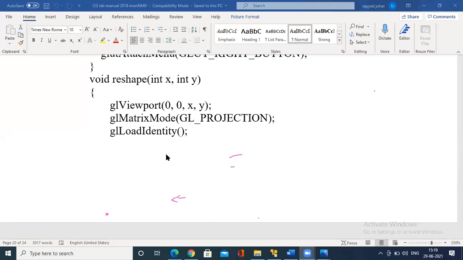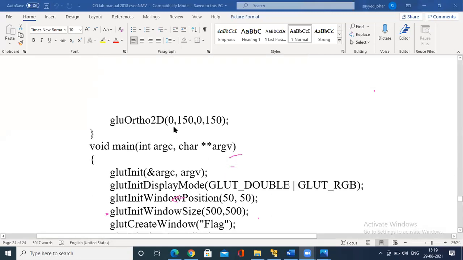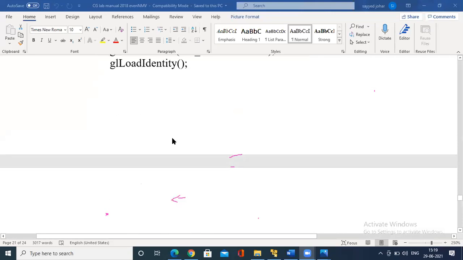Then we have a projection, GL underscore projection. Remember, we have not used the model view matrix. Model view matrix is used only when we have a certain kind of animation or when we have to provide some lighting and shading effects, right? So GL projection, load the identity matrix, then ortho 2D. We have taken 2-dimensional ortho 2D. It is not a 3-dimensional program, right? So this is the init function.